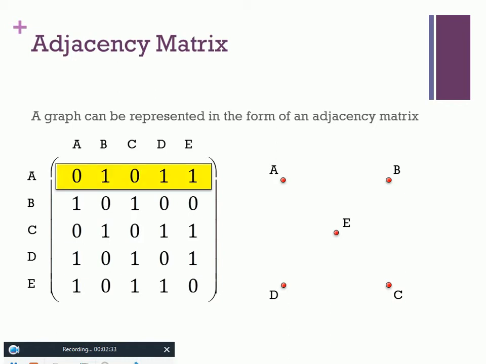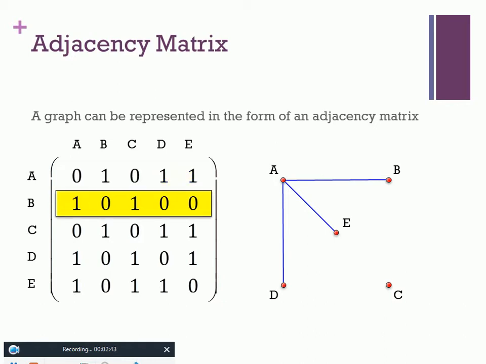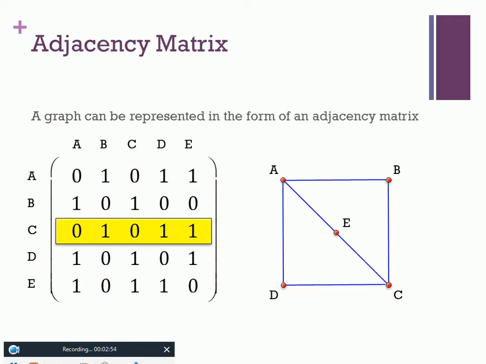Vertex A is connected to B, D, and E. So we can draw edges as follows. Vertex B is also connected to C, so we can draw an edge there. Vertex C is also connected to D and E as well as B. Vertex D is also connected to E, so we can draw an edge there.